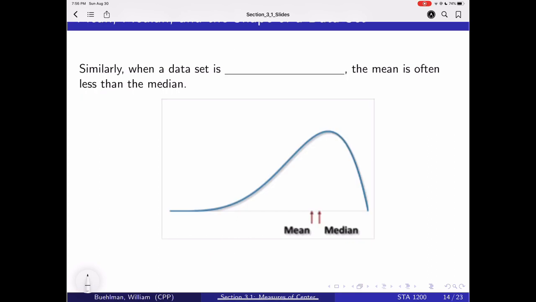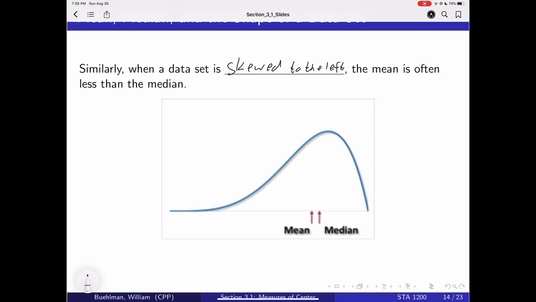Finally, we have skewed to the left. When a data set is skewed to the left, the mean is often less than the median. So again, like in skewed to the right, but since the more extreme values are smaller now, that affects the mean by pulling it down instead of pulling it up as it did in skewed to the right, where the median has not changed. The median stays roughly the same spot, but now the mean has been pulled down to that left-hand side. So those are the three cases.